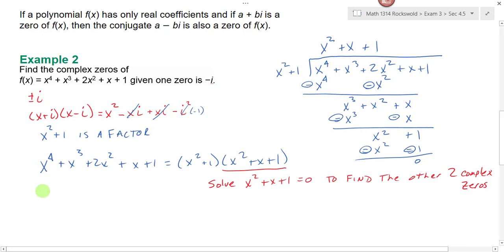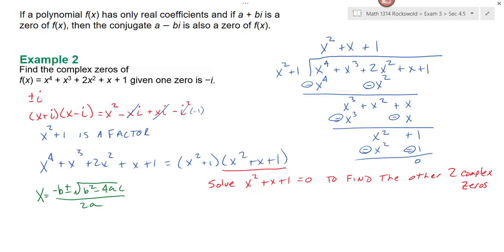Do y'all remember the quadratic formula? Right, this is the quadratic formula. Which do y'all want to use? The quadratic formula where a is 1, b is 1, and c is 1, or do you want to do completing the square? You prefer completing the square? Alright, we'll use completing the square.